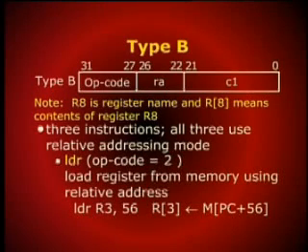The first instruction is load relative with mnemonic LDR. It has an opcode of 2, and an example given is LDR R3, 56. This would be how an assembler or assembly language programmer would write. This means that the memory location given by the contents of program counter plus 56 is transferred to the contents of register R3.